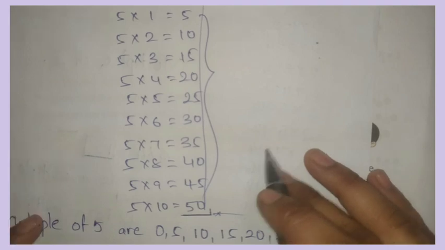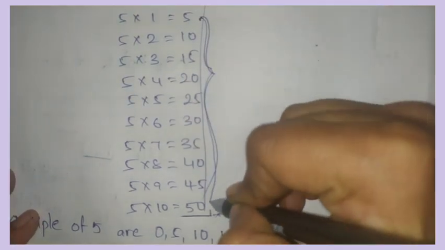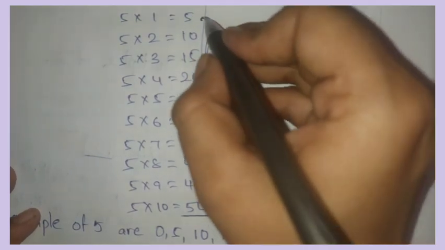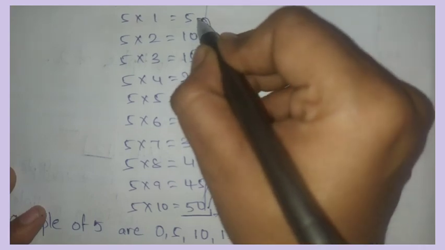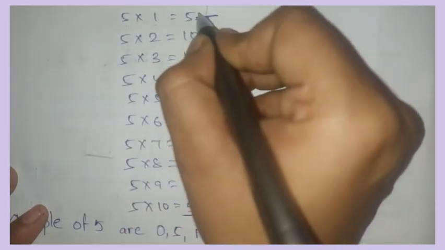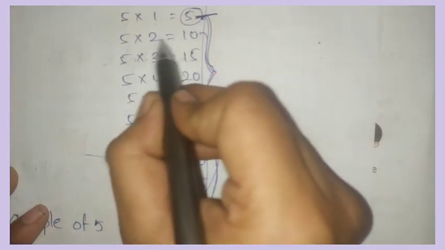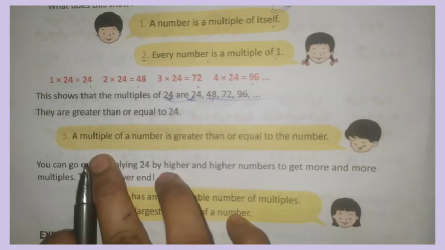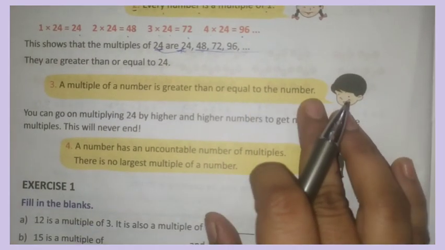Yes. Look here, children, here we wrote the multiples of 5. These are the multiples of 5. So what I said, yes, every multiple is greater than or equal to the number. So 5 ones are 5. This is equal to the number. The remaining multiples are all greater than 5. Like that, a multiple of a number is greater than or equal to the number.